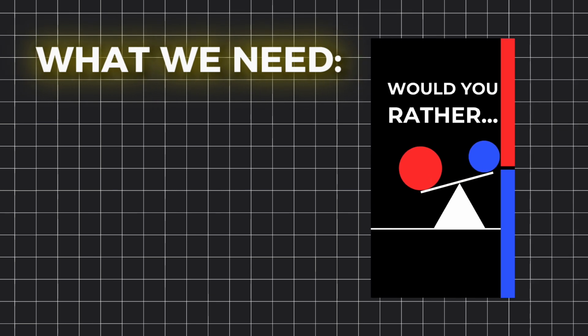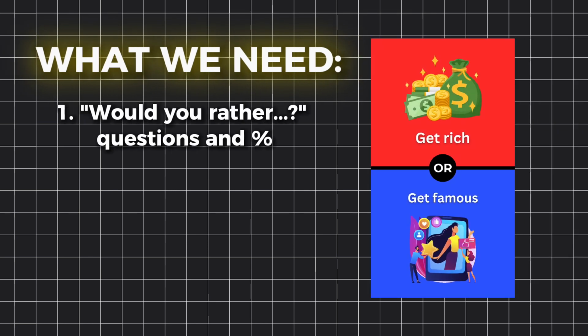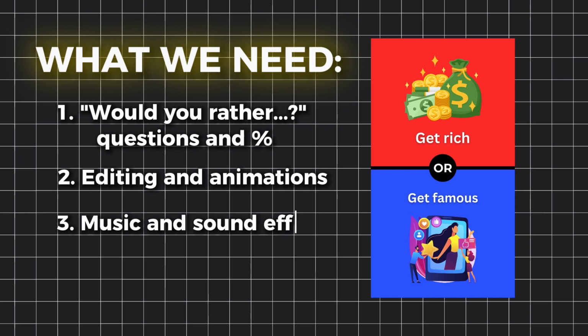Let's make a list of what we need. First of all, would you rather type questions with the percentages. Those are going to be displayed on a blue and red background depending on the options, with some images and animations. We're also going to need music and sounds to play in the background. Then, if you're a perfectionist, you can add the voiceover for each option. And that's it. Now that we have our list of ingredients, let's start cooking.